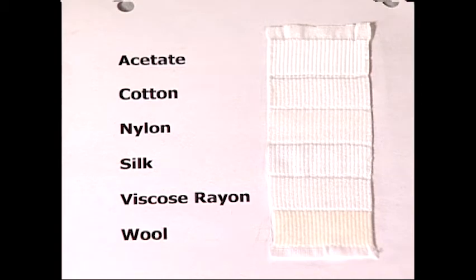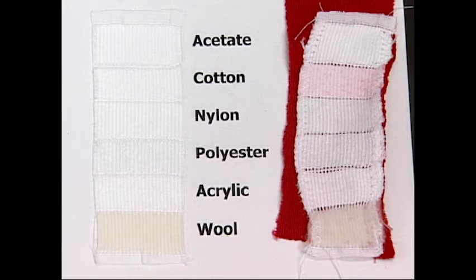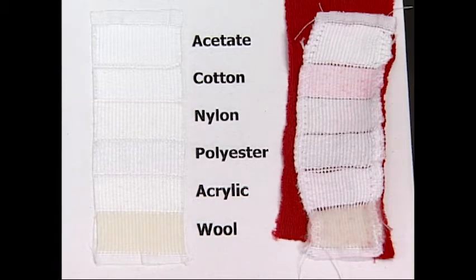One strip has bands in the following order: acetate, cotton, nylon, silk, viscose rayon, and wool. The other multi-fiber strip contains acetate, cotton, nylon, polyester, acrylic, and wool. The choice of multi-fiber strip depends on the fiber content of the sample being tested and its end use. Regardless, the multi-fiber strips are always rated in their order in the strip.